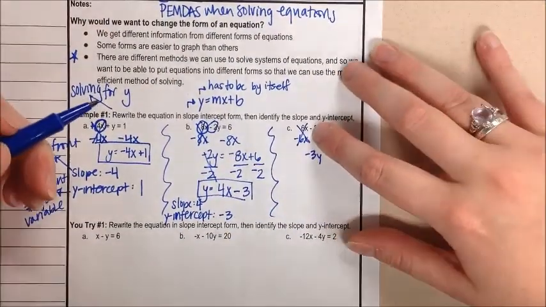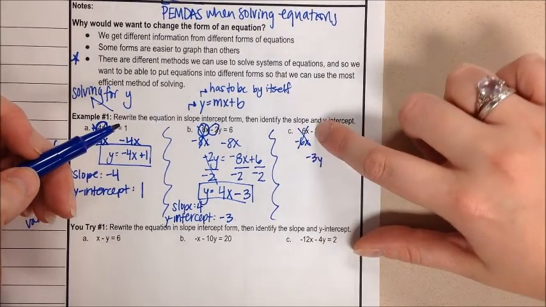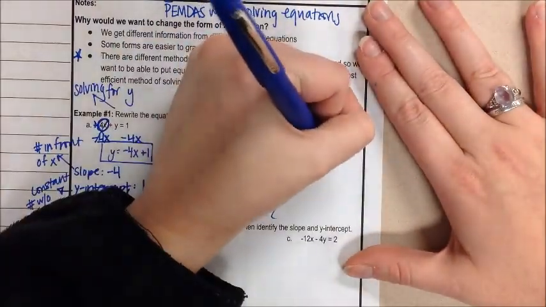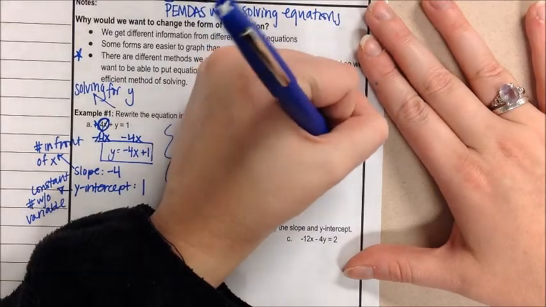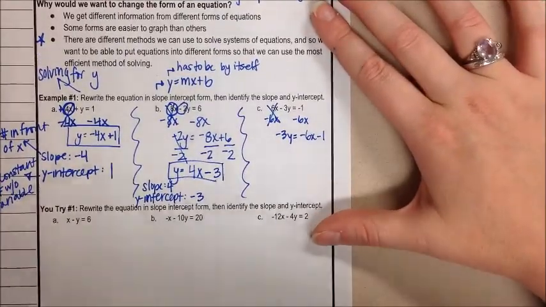Don't drop that negative from here to here. That's a tendency that people do. Don't drop it from here to here. It stays there. Okay, I haven't gotten rid of that negative. And I have negative 6x minus 1. Okay. So then I'm going to have to do that same thought process.